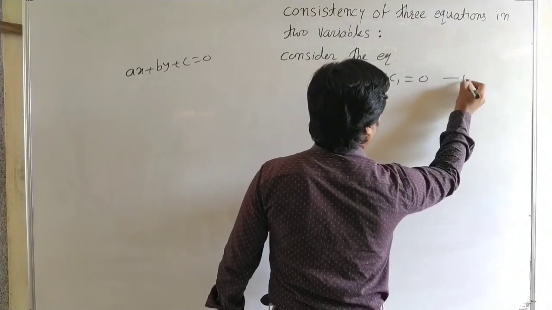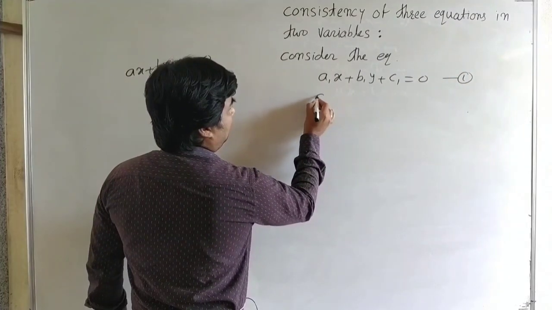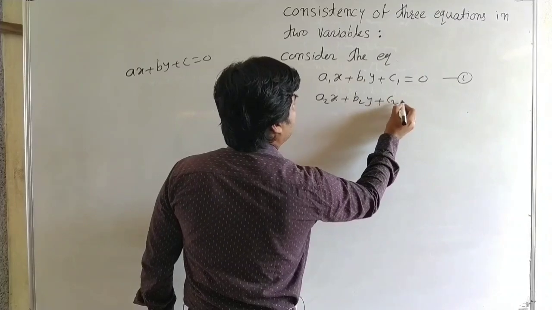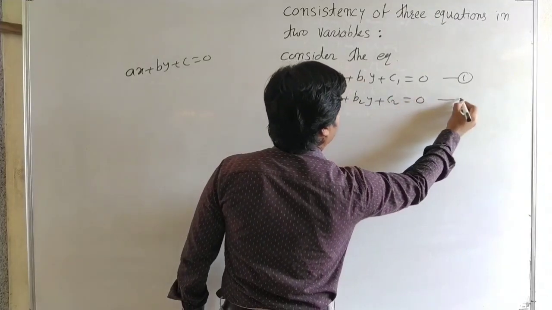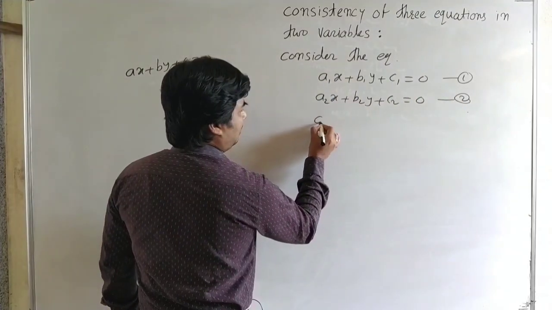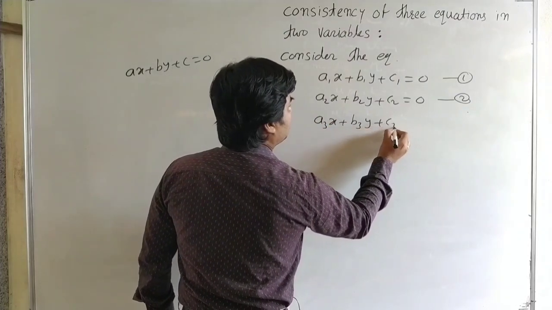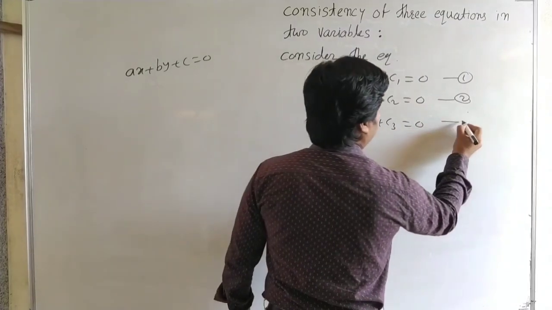It is equation number 1. Then a2x plus b2y plus c2 is equal to 0, it is equation number 2. And a3x plus b3y plus c3 is equal to 0, it is equation number 3.